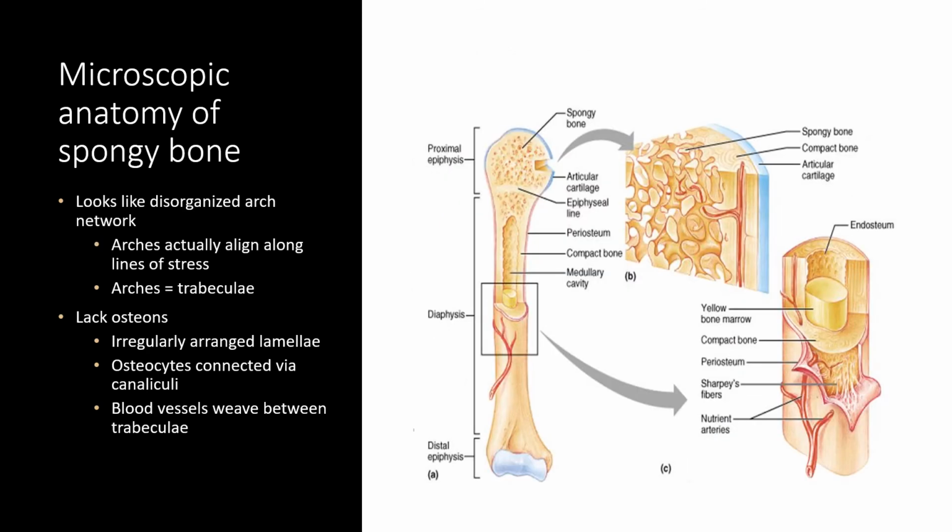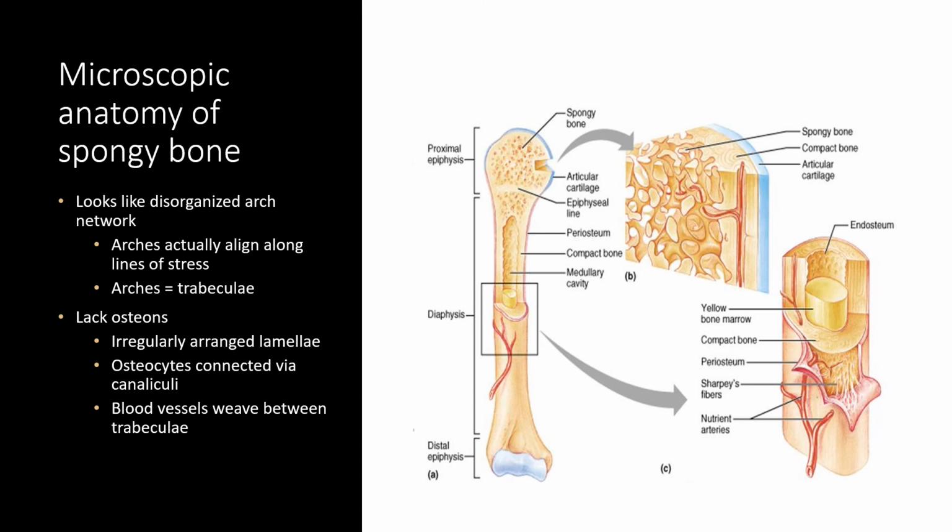Spongy bone, you've seen this before. It looks like a really disorganized arch network, but those arches aren't actually as disorganized as it seems when you're zoomed really close in at a microscopic level. They actually align along lines of stress. Your bone is going to lay down bone tissue based on the stressors that it experiences. So again, you're building bone in reaction to mechanical stress or chemical influence, when you have a lot of extra nutrition in your bloodstream that you want to lay down.